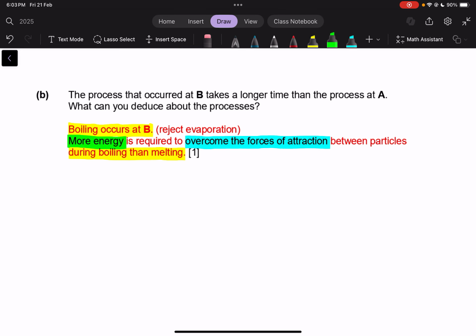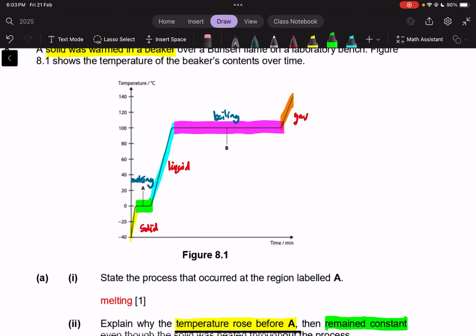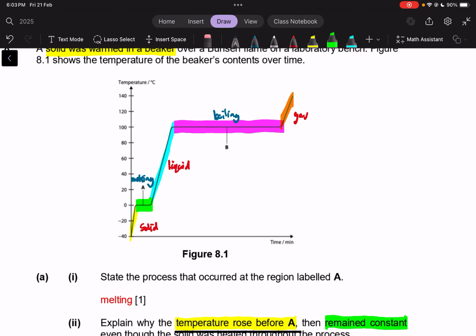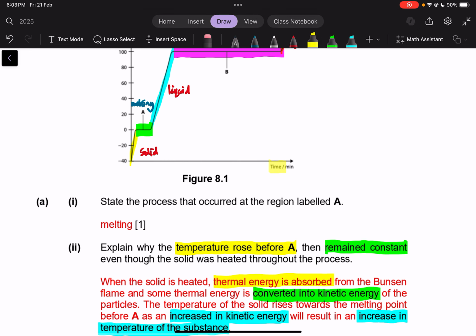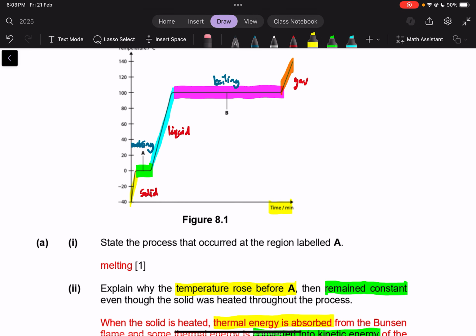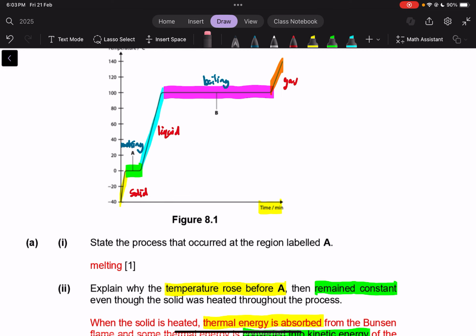Part B: the process that occurs at B takes a longer time. So yes, it's true, because as we can see here, at B, this time here, can we see that the pink color highlighted portion is way longer? This part here is way longer than this green portion here. And there's a reason why. If you learn physics, you'll know why. This process is actually this concept called latent heat: latent heat of vaporization and latent heat of fusion.